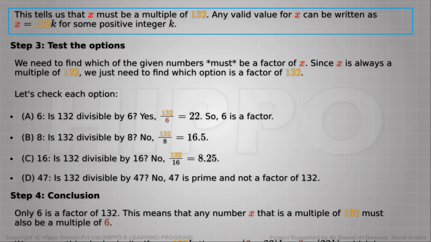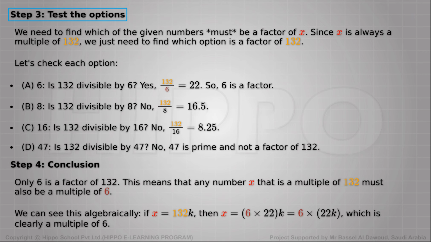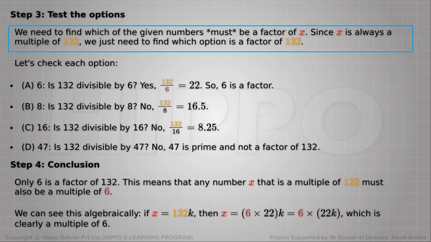It could be 132 itself, or 264, which is 132 times 2, or 396, which is 132 times 3, and so on. We can express this with the formula x equals 132k, where k is any positive whole number. All right, let's move to step 3. The question asks which of the options must x be a multiple of. We've just established that x must be a multiple of 132.